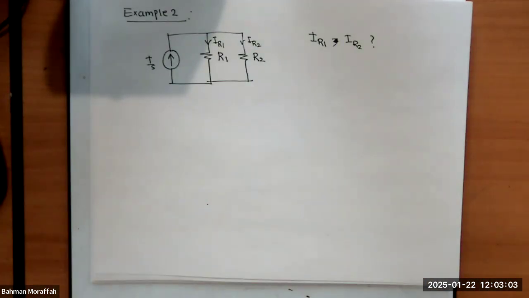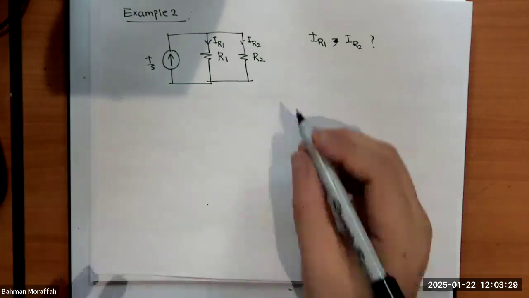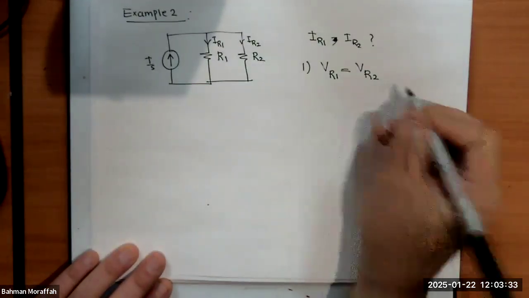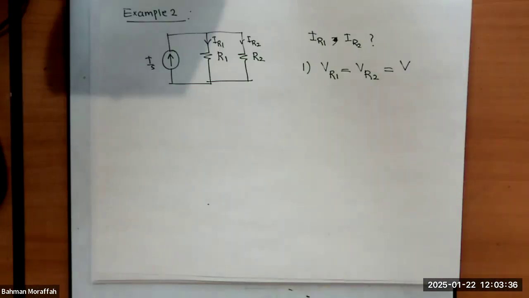What can we do? Let's write down our observations. Very first observation is that R1 and R2 are in parallel. Right? What does that tell me? It tells me voltage across R1 is exactly the same as voltage across R2. Right? That was our definition. So let's just write it down. Our first observation is V across R1 is the same as V across R2. Well, let's just call it V. Right? We can do that.